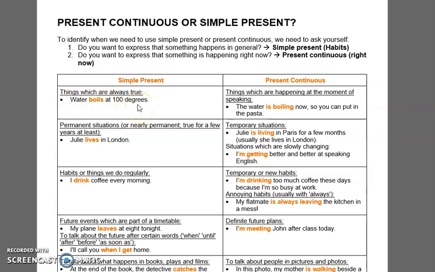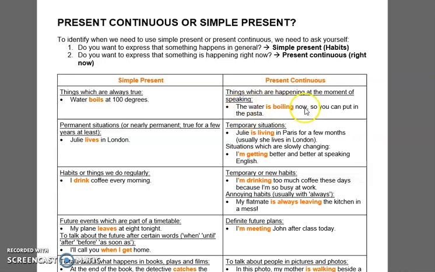No importa dónde, ni quién, ni cómo. El agua siempre que llegue a 100 grados centígrados va a hervir. And this is something that is happening at the moment of my speaking. Al momento en que yo estoy hablando. Of me speaking, sorry.